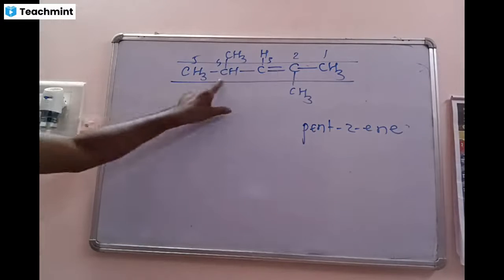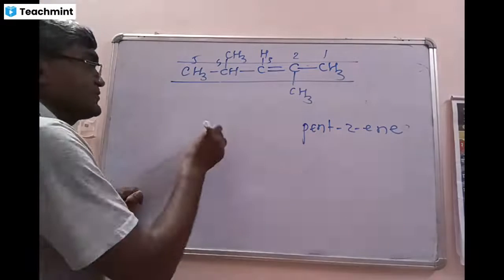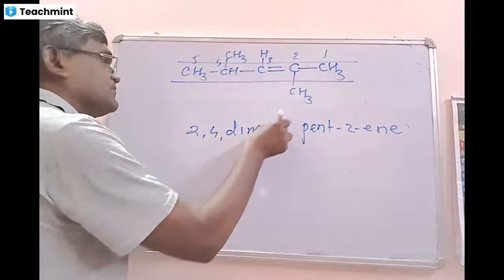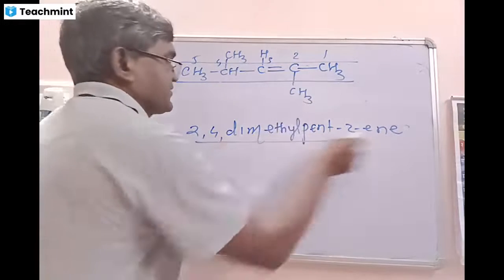2 and 4 carry the similar type of alkyl group. So I will write 2,4-dimethyl. ये consecutive होता है बिल्कुल.